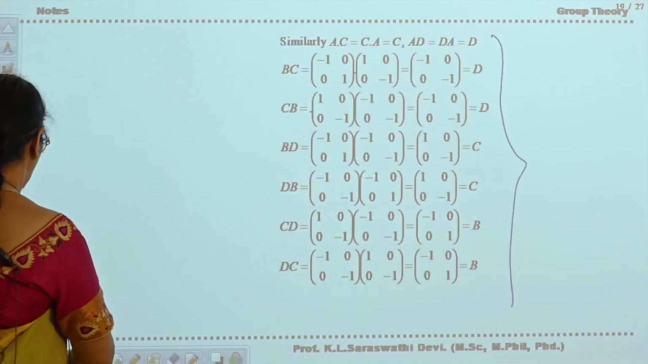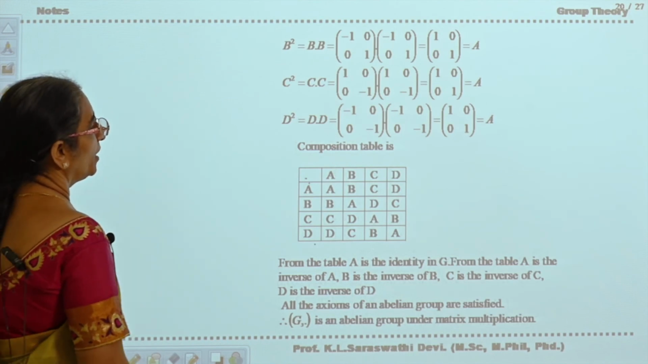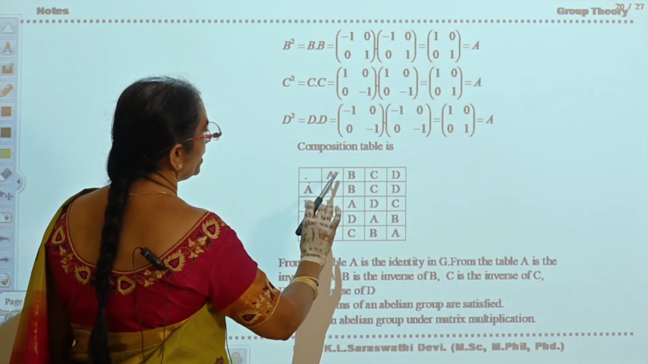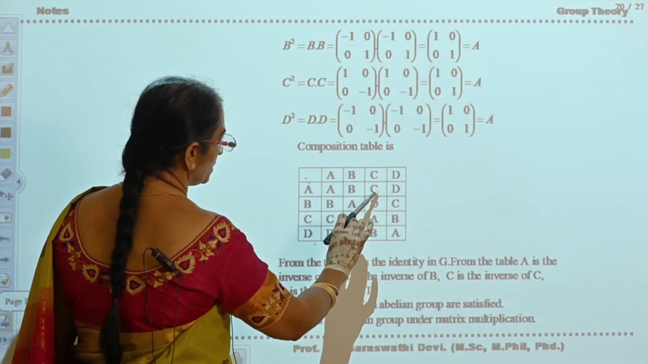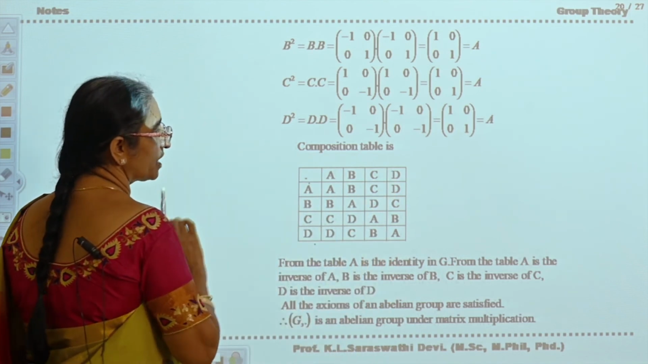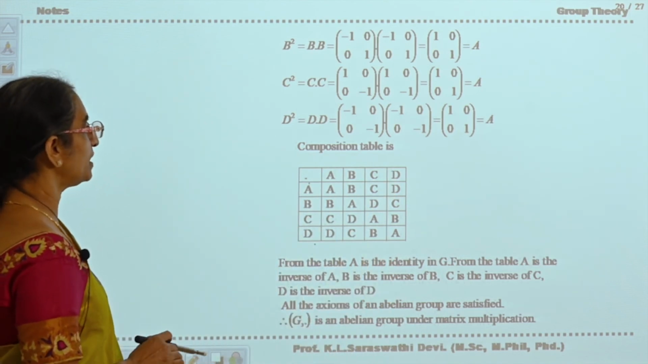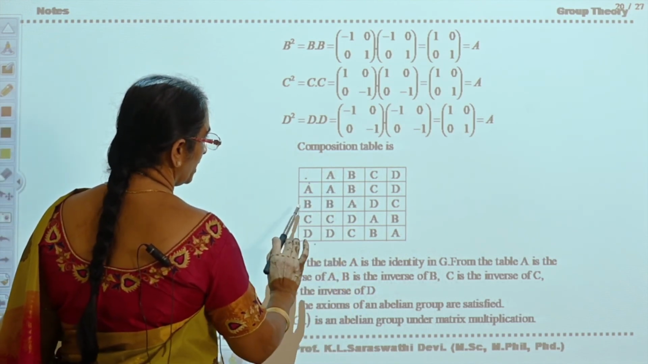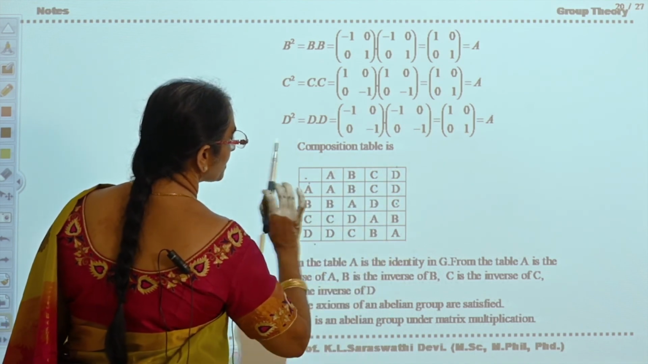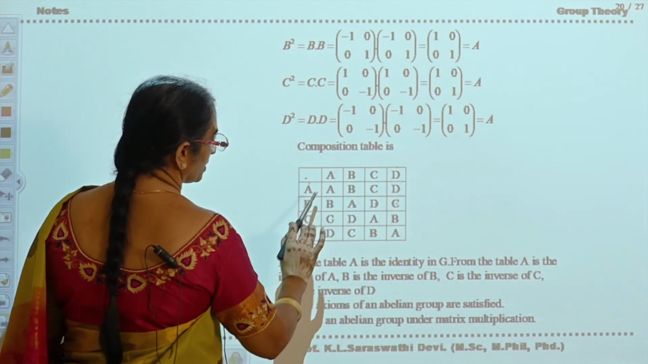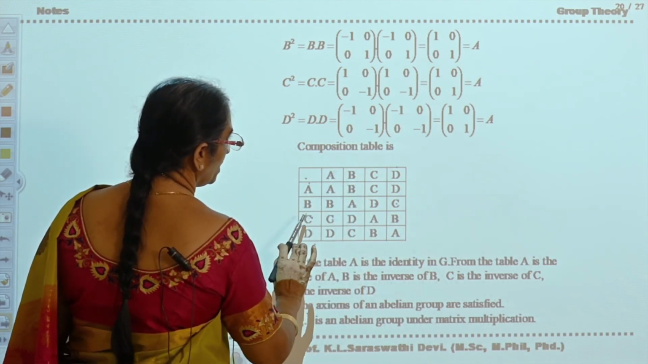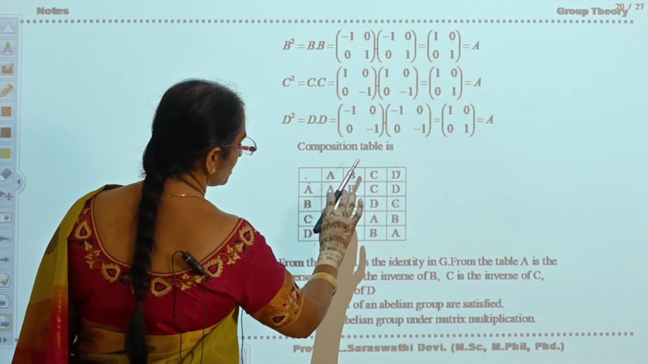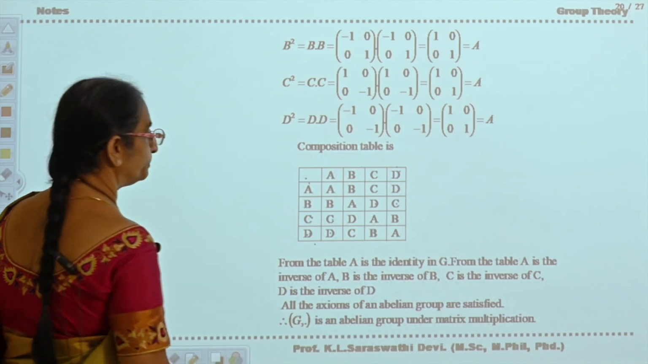See here. From the previous things, you have A, B, C, D. Now, A into A is A, A into B is B, A into C is C, A into D is D, because A is the identity matrix. Next, you have seen B into A and A into B is B. So, B square is A, BC is D, BD is C. CA is C, CB is D, C square is A, CD is B. DA is D, DB is C, DC is B, D square is equal to A.